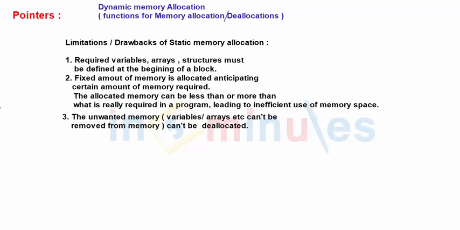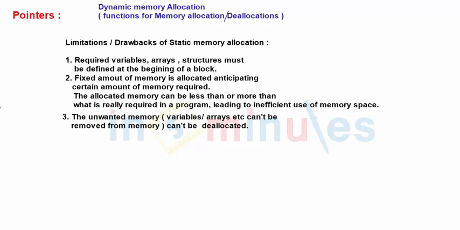First, the required variables, arrays, structures, etc. must be defined at the beginning of a program block. We cannot define them anywhere. Secondly, a fixed amount of memory is allocated, anticipating a certain amount of memory will be required in a program. The allocated memory can be less than or more than what is really required in the program, leading to inefficient use of memory space. Third, the unwanted memory, that is, the variables and arrays which are not required, we cannot remove them from memory. So unwanted memory cannot be deallocated according to the user's requirement.